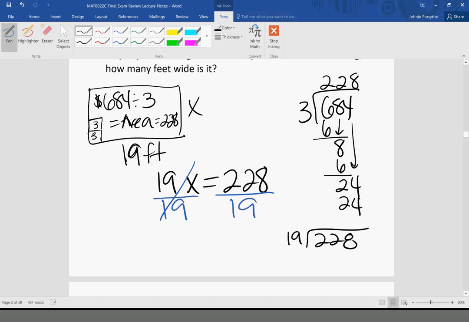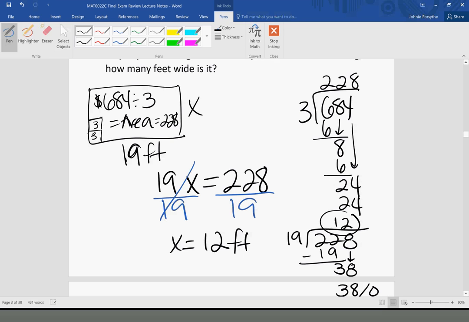228 divided by 19. So 19 can go into 22 one time. 1 times 19 is 19. We're going to subtract. That's going to give me 3. Bring down the 8. 19 goes into 38 2 times. 2 times 9 is 18. Carry the 1. 2 times 1 is 2, plus 1 is 3. So 0 remainder. So x equals 12. So how many feet wide? That would be 12 feet.